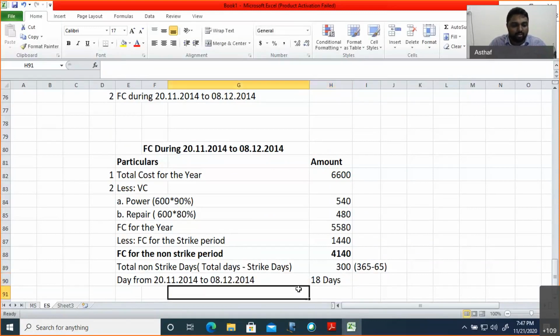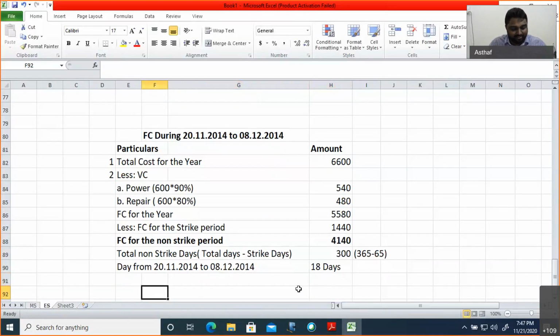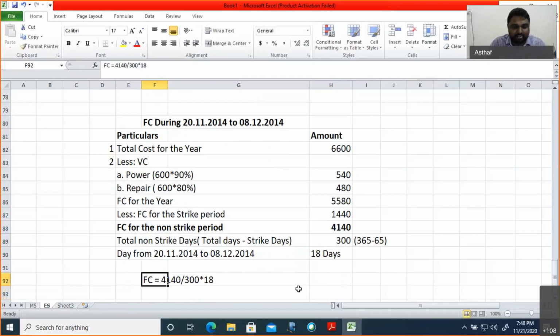So what will be the fixed cost during the period? 4140 is for 300 days. What will be for 18 days? So what is the answer? 4140 divided by 300 into 18 days, 248.4. Similar questions are coming in your online MTP. Copy fast, my dear.